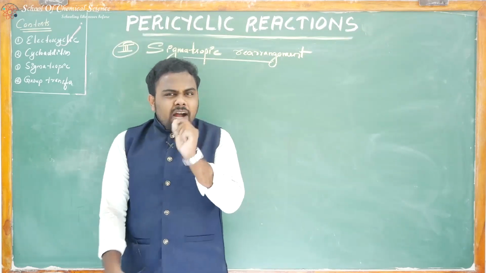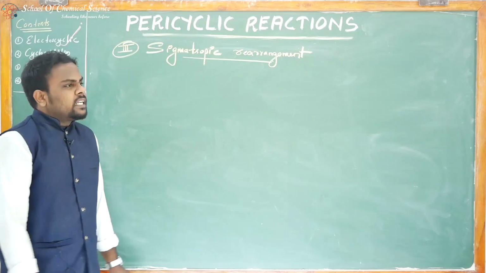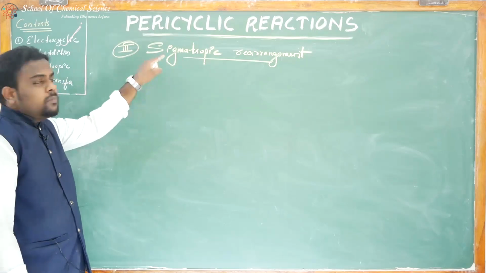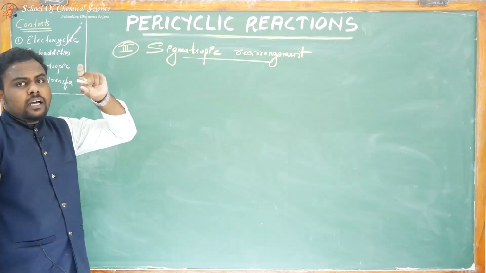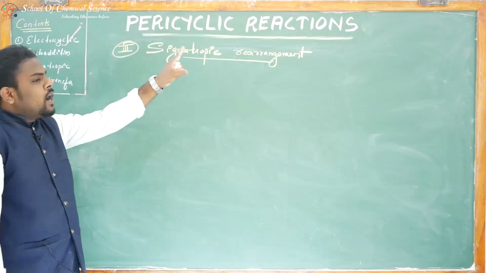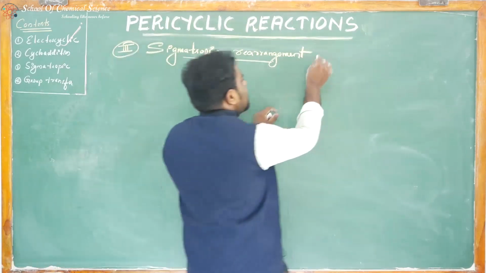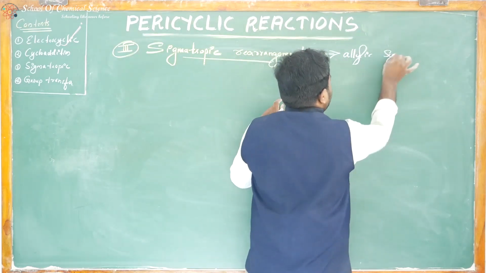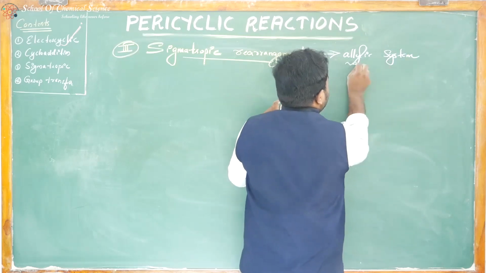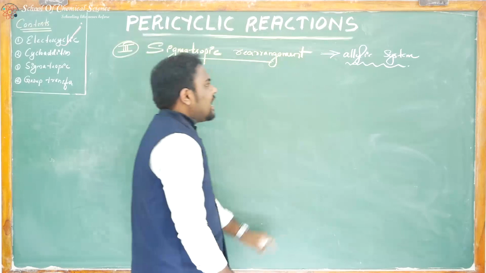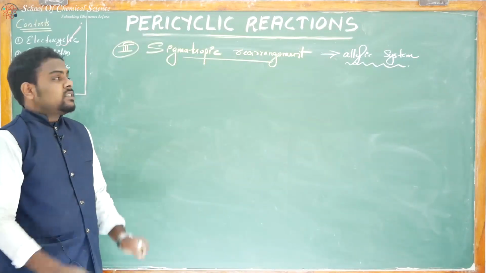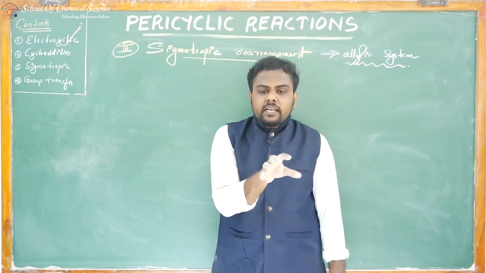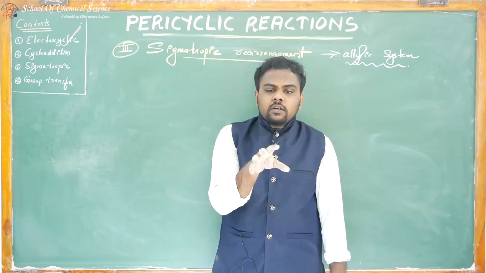Okay. Sigmatropic rearrangement is one of the important reactions in organic chemistry. Sigma bond means single bond. A carbon-carbon single bond is called a sigma bond. Sigmatropic rearrangement is shown by an allylic system. So that's the most important point. In your exam, you have to identify whether it is sigmatropic or not.